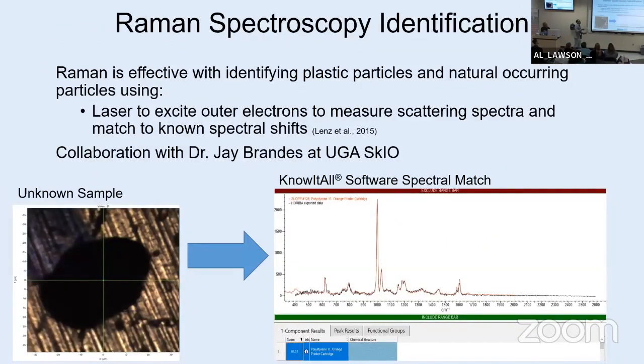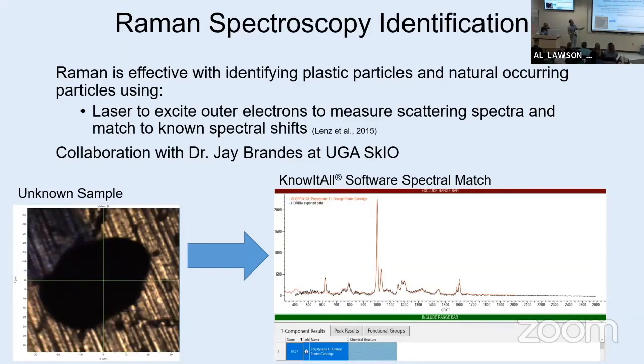So as Dr. Deshpande mentioned previously, you need secondary analysis to confirm the chemical composition of the samples in question. So Raman spectroscopy has been a successful tool in deciphering between plastic particles and naturally occurring particles. So Raman uses scattering spectra to determine the presence or absence of exciting those outer electrons based on their vibrational frequency. So from exciting those outer electrons, you can get a sense of the chemical composition of the sample in question.